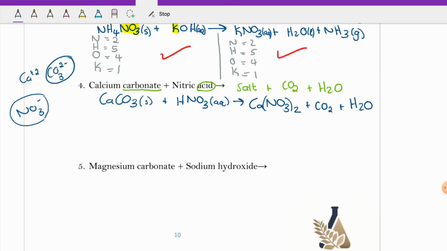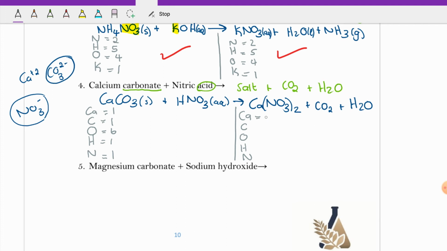So now you can see that there's a lot of atoms here as well. So I'm drawing my pencil line, and I'm going to write down what I have. Calcium, carbon, I've got oxygen, I've got hydrogen, and I've got nitrogen. So how many calciums do I have on this side? Only 1. How many carbons? Only 1. How many oxygens do I have? 3 plus 3 is 6. I've got only 1 hydrogen, and I've got only 1 nitrogen.